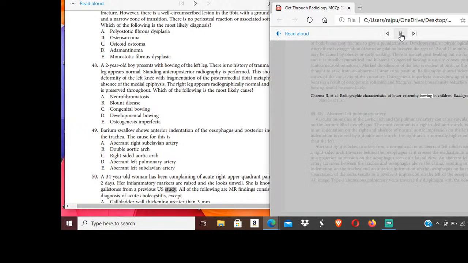Characteristics of lower extremity bowing in children. Radiographics. 2003, 23:87180. 49. D. Aberrant left pulmonary artery.